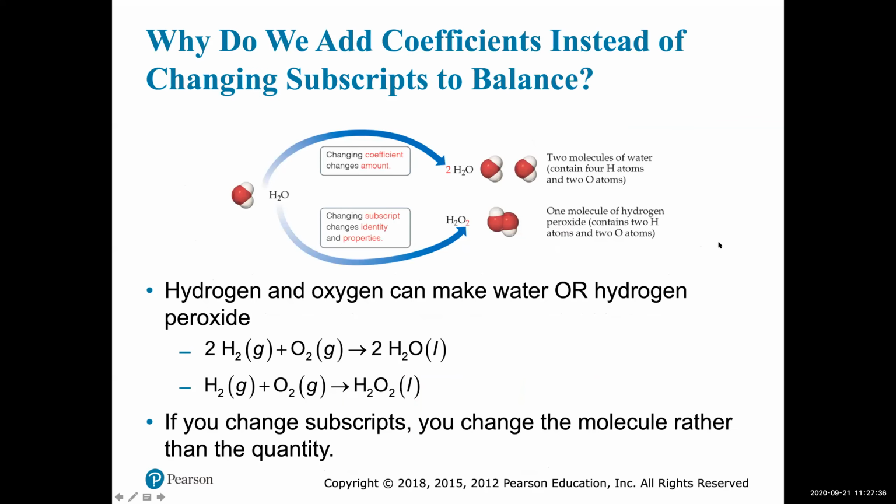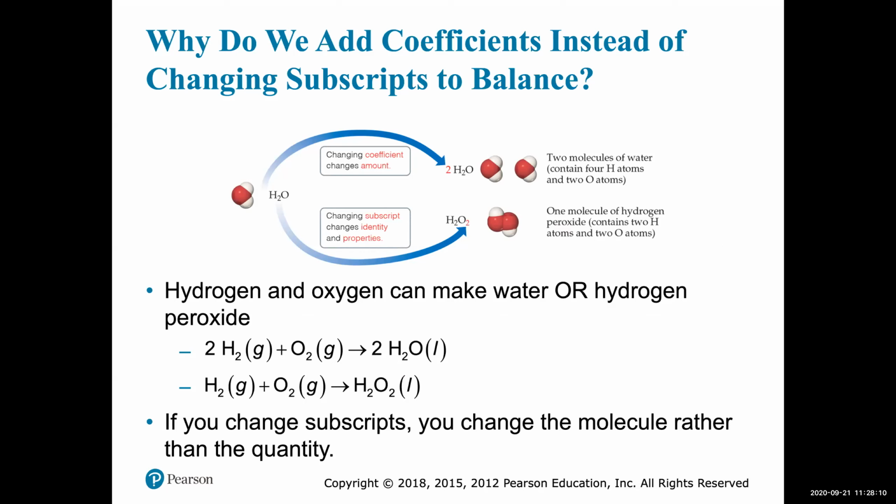Let's talk a little bit about the coefficients versus the subscripts to make sure everyone's clear on what that difference is. So here we have a couple of example reactions, where we have H2 plus O2 forming water, and then H2 plus O2 forming H2O2. So in each case, we're reacting H2 and O2, and in each case, the reactions are balanced.